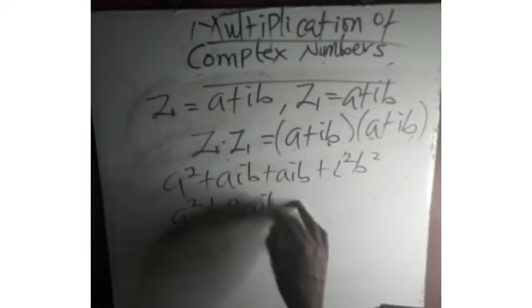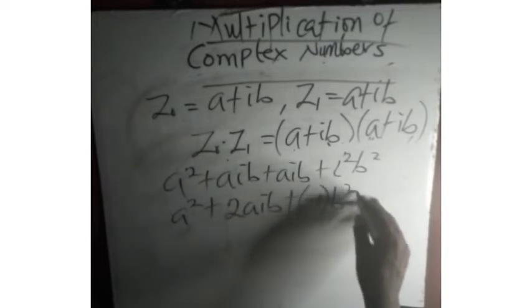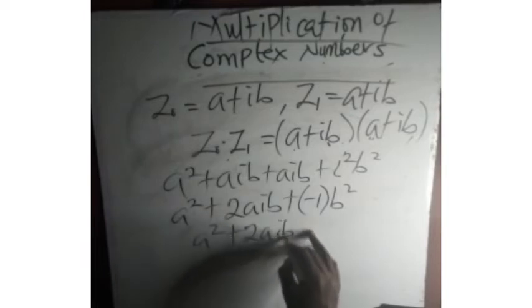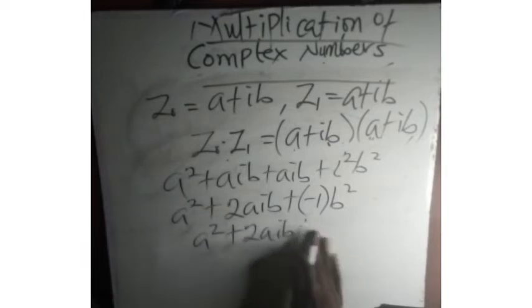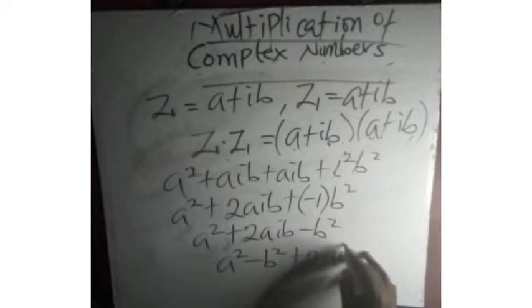So from here I have it that this is a square plus aib plus aib is 2aib plus, now recall that i square is minus 1. So this is plus minus 1 times b square. I have it that this is a square plus 2aib, and now not plus, because plus times minus is minus b square. Now let's collect these together because they are like terms, right? So this is a square minus b square plus 2aib.